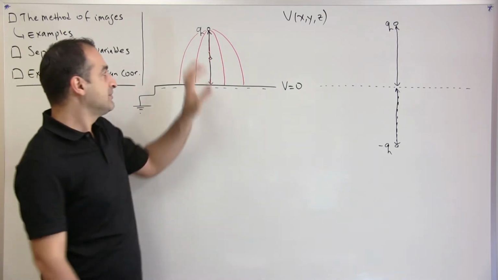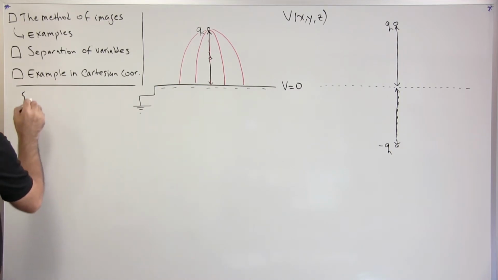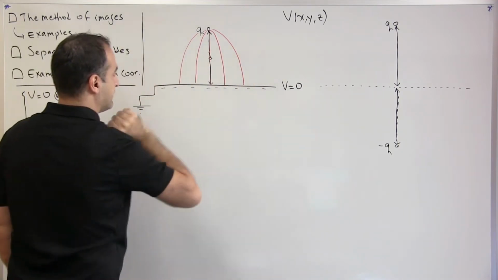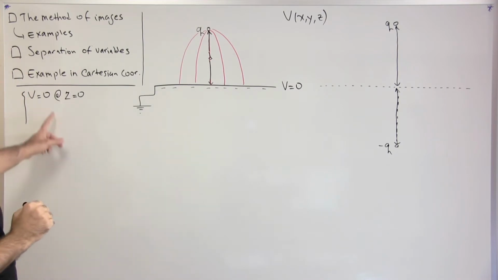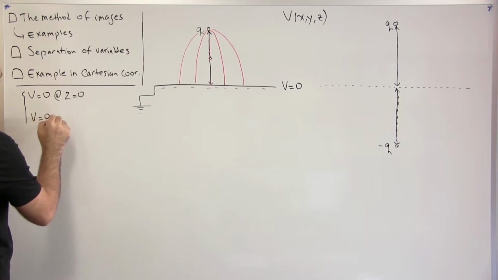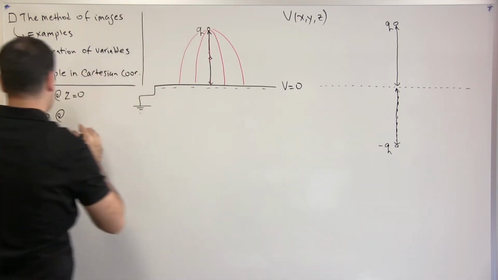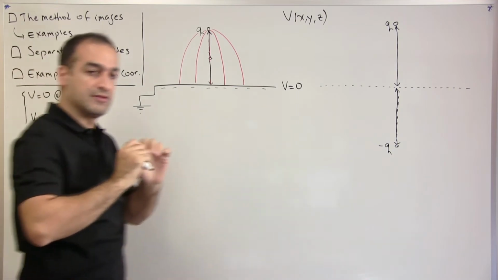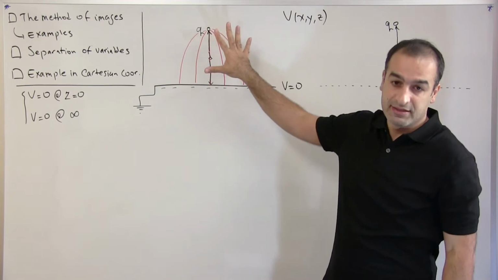So what is the boundary condition here? We have two conditions. The first one is that V should be equal to 0 at the surface of this conductor, which I'm going to call z equals 0. So this is one boundary condition. The other boundary condition is V should be 0 when we are far away from this point charge. So I'm going to say that at infinity, V should be 0. If we go so far away, the potential should be 0. And these two are the boundary conditions for this system.